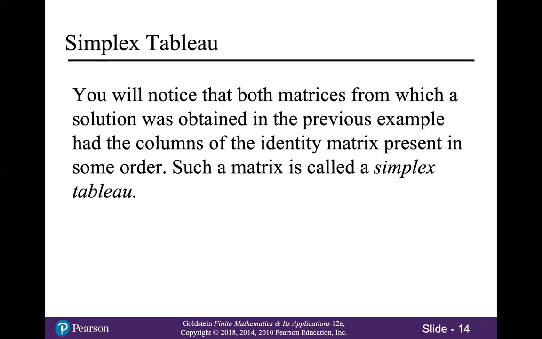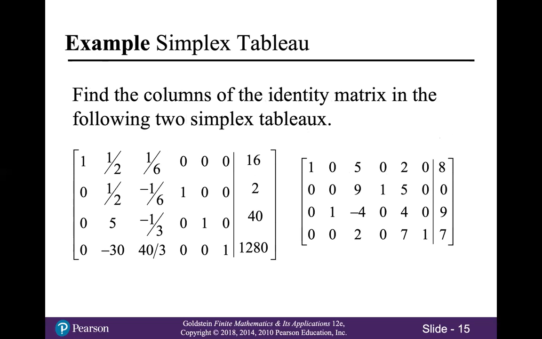You'll notice, actually, I already pointed it out, that both matrices from which a solution was obtained in the previous example had the columns of the identity matrix present in some order. Such a matrix is called a simplex tableau. All right, so find the columns of the identity matrix in these 2 simplex tableau, and I get a kick out of how they used the French pluralization of tableau here.